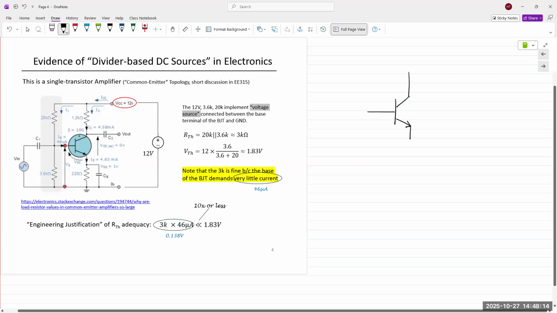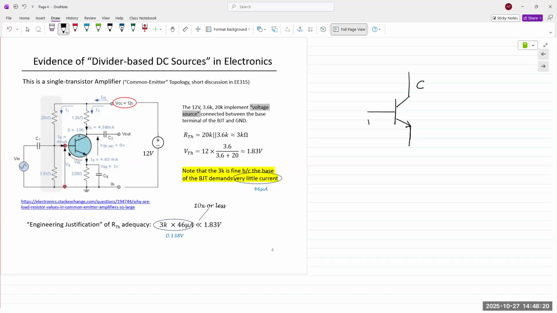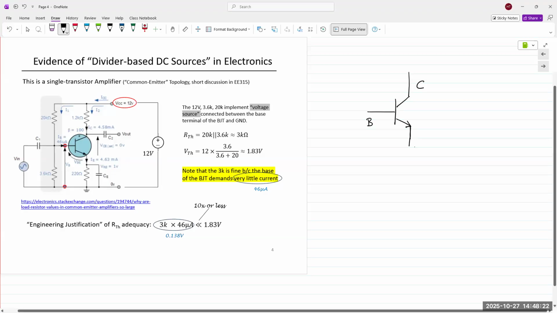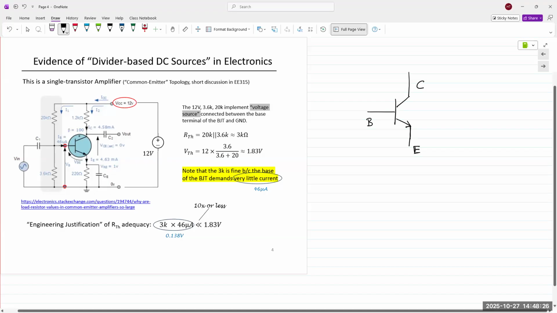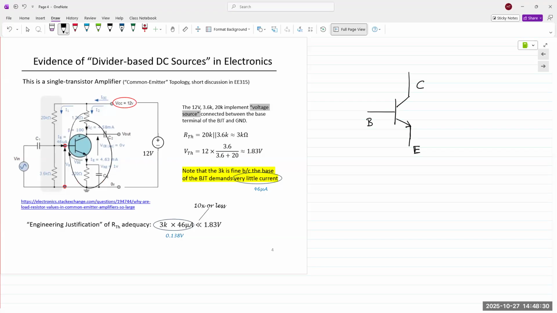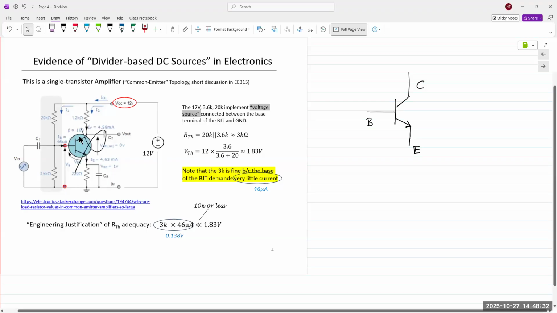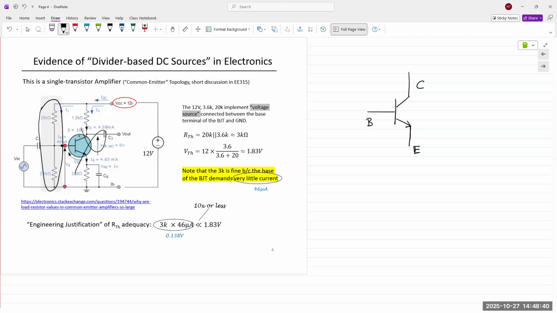This is a symbol for a bipolar junction transistor, BJT, collector, base, and emitter. This is for informational purposes. This is not something that I will assess you on. Okay. We are not really concerned of this portion of the circuit. We don't really care what happens here. What we want to learn is this. Okay, the two resistors that are creating a voltage divider configuration.